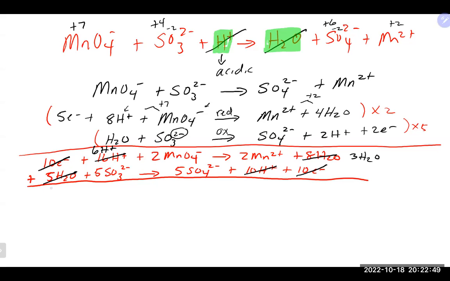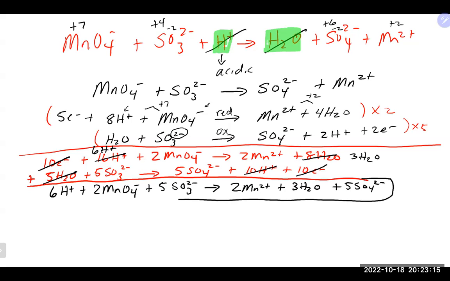So that will give us 6 H+ plus 2 of the MnO4- plus 5 of the SO3 2- goes to 2 of the Mn2+ plus 3 waters and 5 of the SO4 2-. And once again, this should be the balanced equation in acidic conditions.